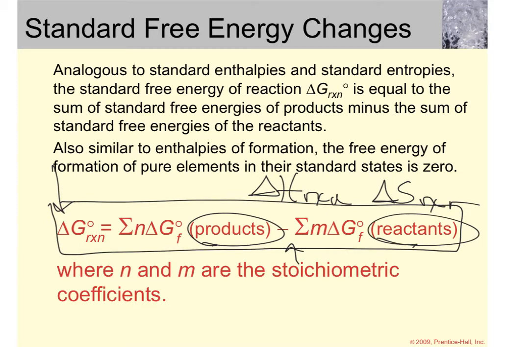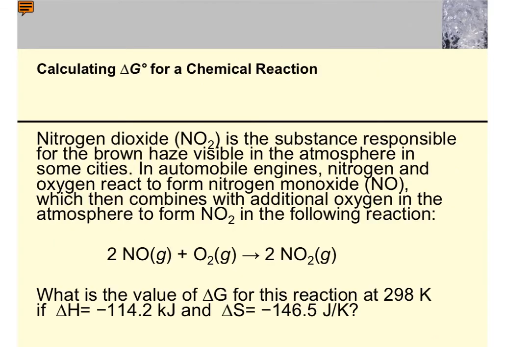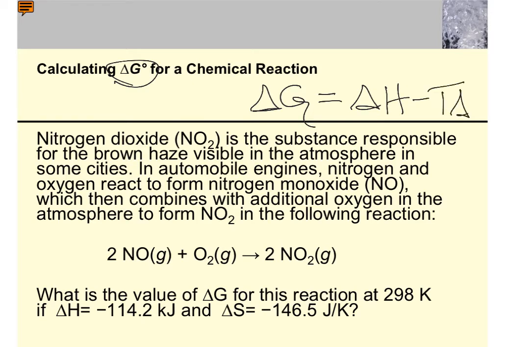I'm not going to work a sample problem for this because we've already done it for delta H and delta S. Pretty straightforward, but there are a few other equations we can use to calculate the free energy change for any reaction. So you may remember in the first slide, it's probably the most common equation, and this is one that I'd like to see you get real familiar with.